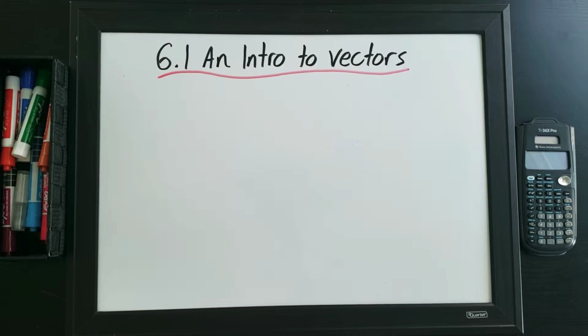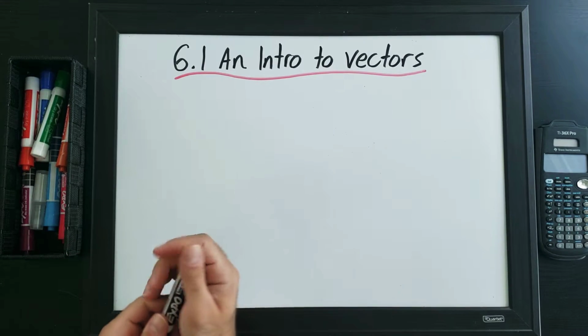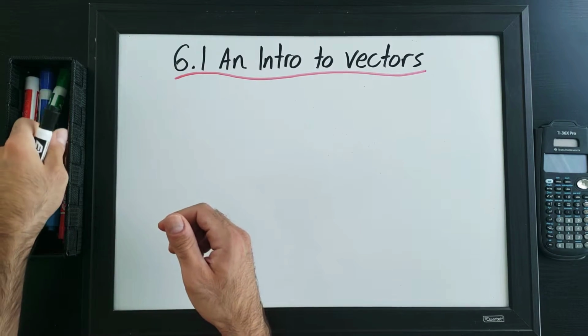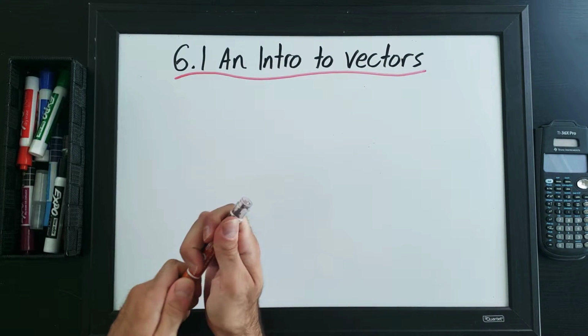Okay, so we finally are beginning vectors, the second part to calculus and vectors. We finished chapter 5, which concludes all of calculus. Now we're going to start with vectors. A lot of you have probably already used vectors in physics or science. So let's get started. So what is a vector?